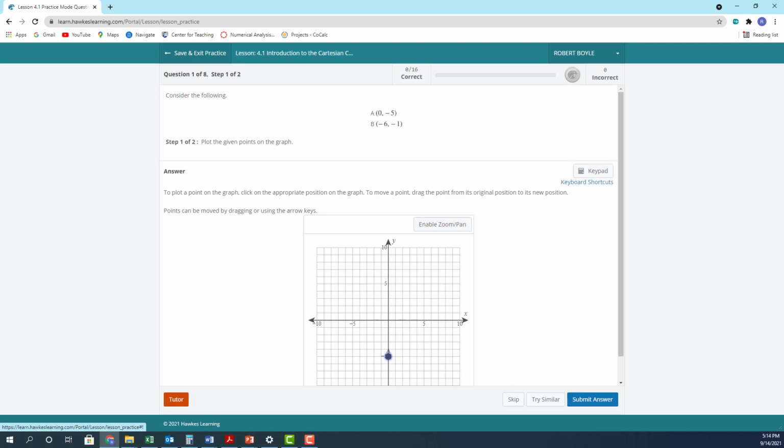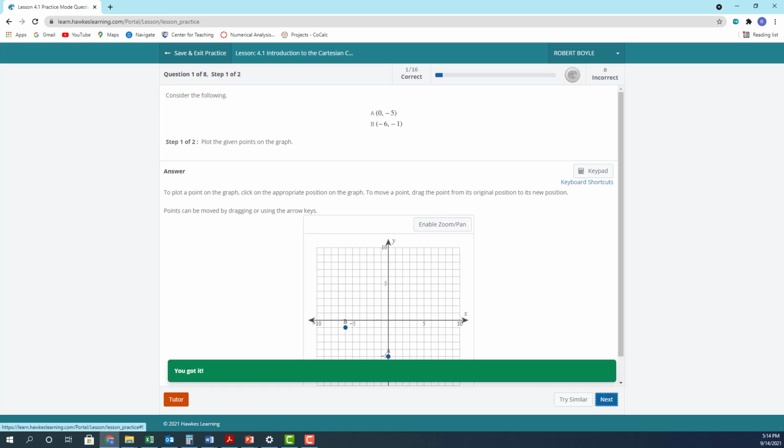Now for B, I want to go -6 in the x direction. 1, 2, 3, 4, 5, 6. And then -1 in the y direction, which is basically down 1. And that would be B right there. And that's how you would actually do that particular type of problem. And yeah, I did it right.